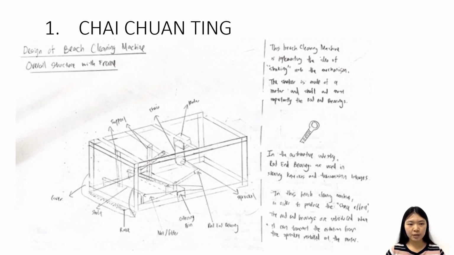This is our first concept design from Chuan Ting. This design is a manual pushing machine, and it uses a shaking method to transfer the rubbish from the beach after the rubbish is collected by the rake. And a metal frame is the housing of the machine.